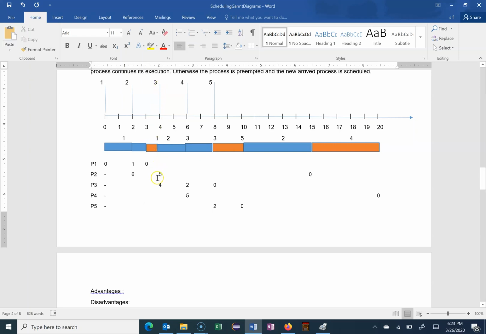At this moment, the remaining time for process 2 is 5. It executed for 1 unit. The CPU burst of process 3 is 4. So process 2 is going to be preempted and process 3 will be scheduled.